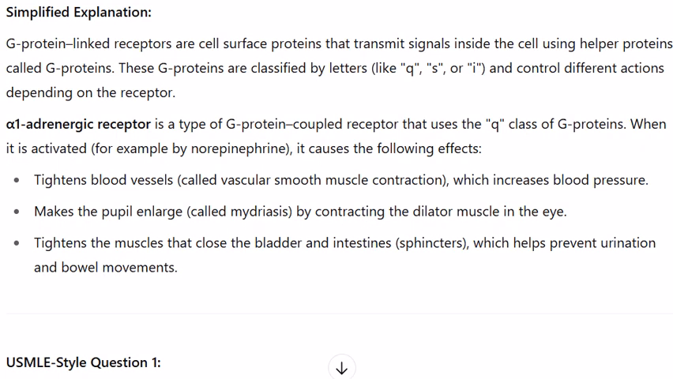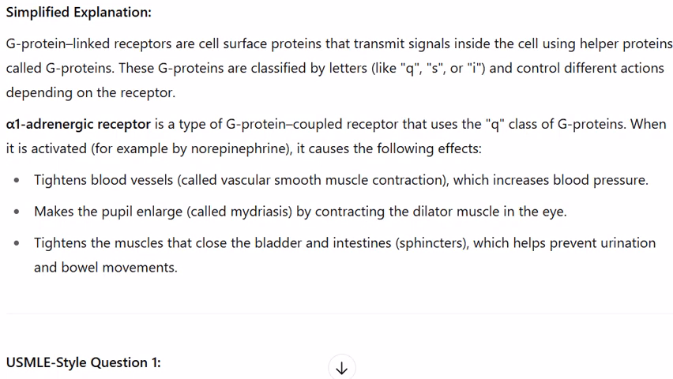When it is activated, for example by norepinephrine, it causes the following effects. It tightens blood vessels, called vascular smooth muscle contraction, which increases blood pressure. It makes the pupil enlarge, called mydriasis, by contracting the dilator muscle in the eye. It tightens the muscles that close the bladder and intestines, sphincters, which helps prevent urination and bowel movements.